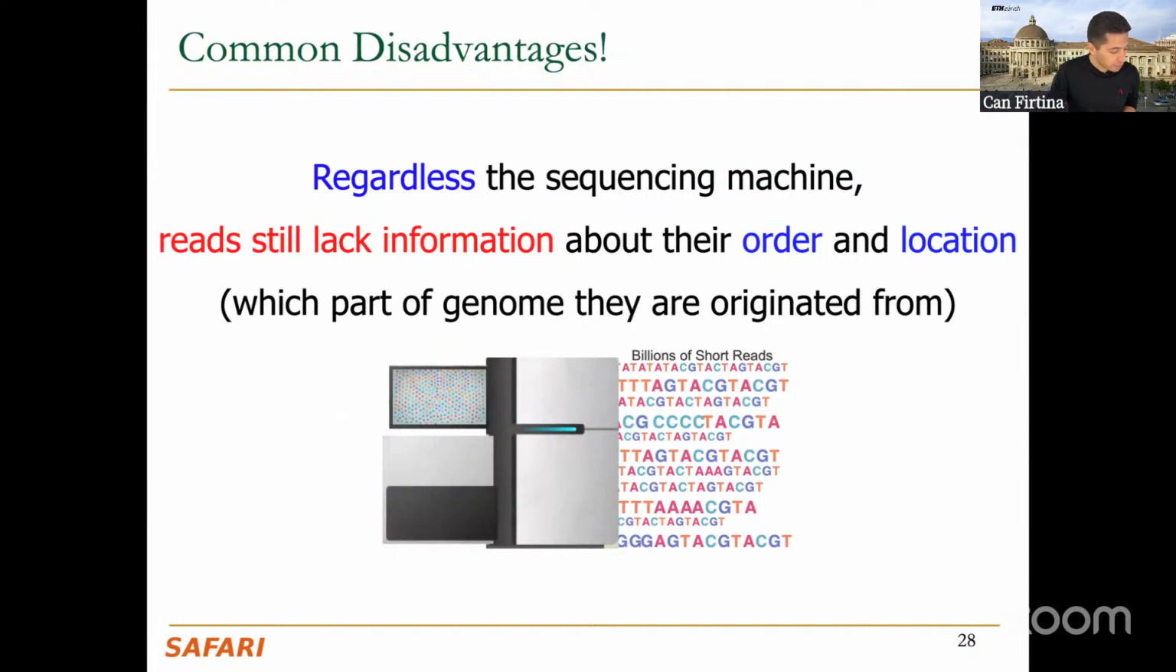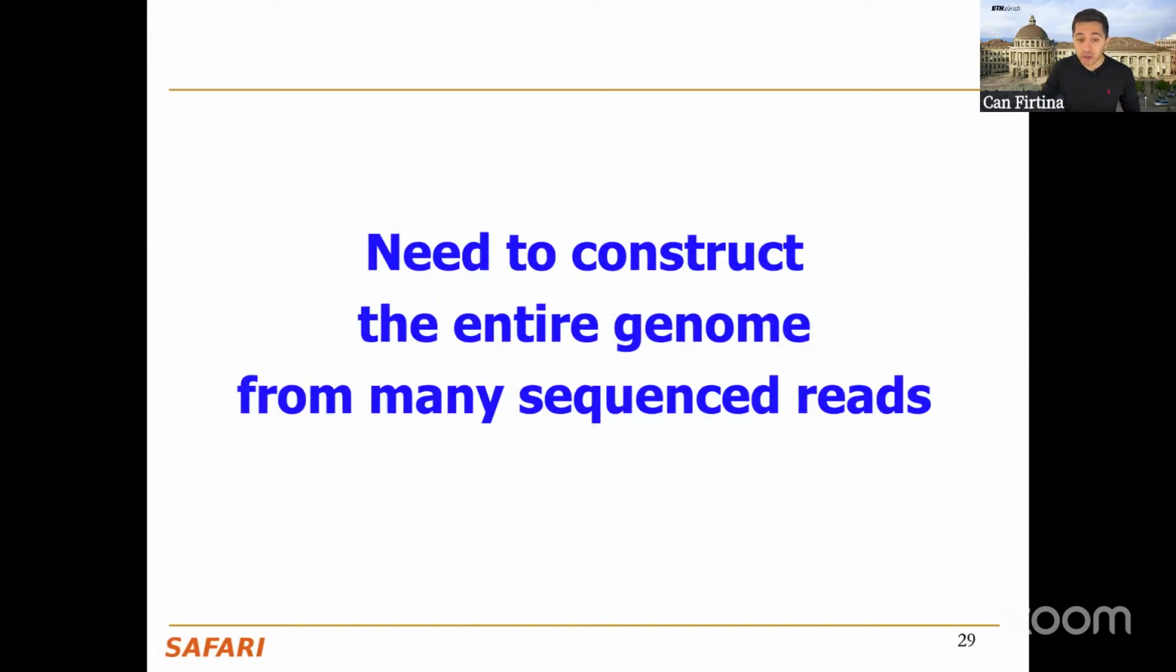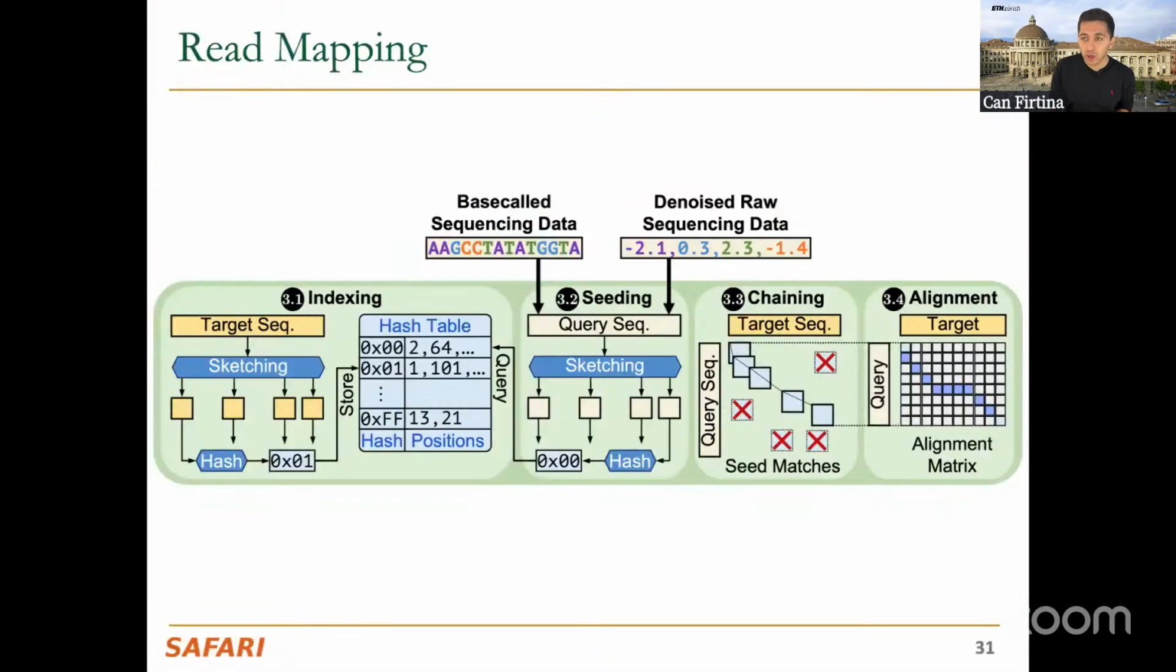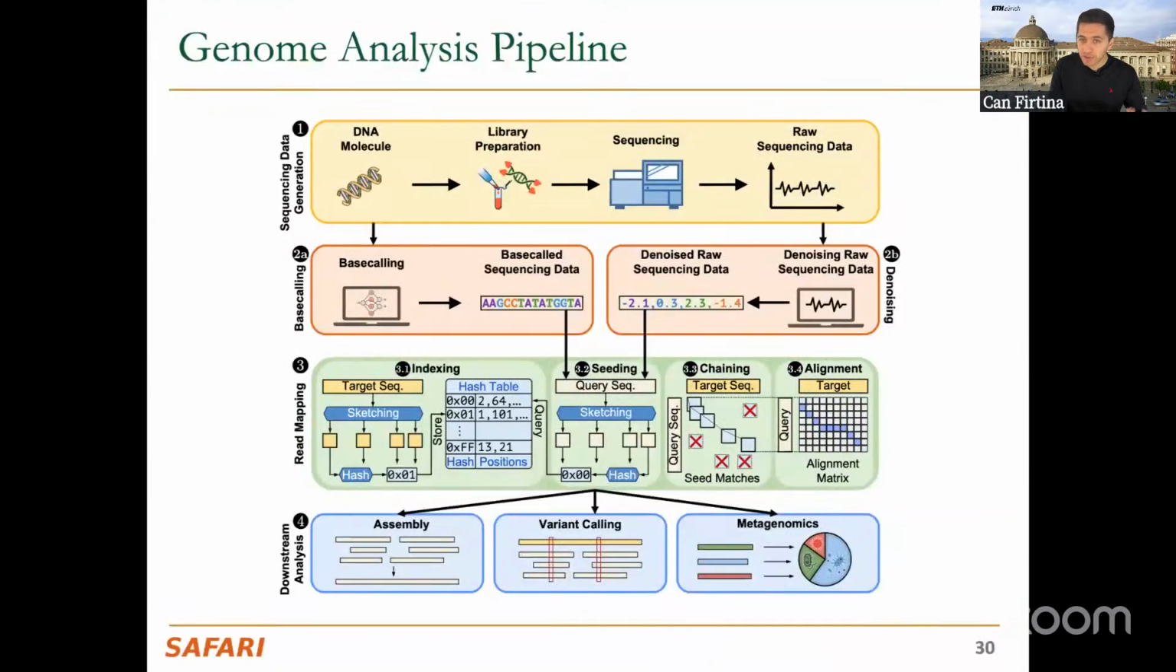Again, I want to remind you that regardless of the sequencing machine, reads still lack the information about their order and location, where they originated from, right? And we need to figure that out so that we can analyze the genome. This means that we need to construct the entire genome from many sequence reads, and we need to take the next step in the genome analysis pipeline, which is the read mapping step.